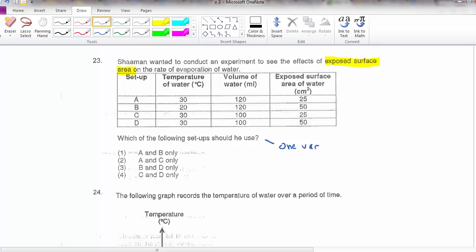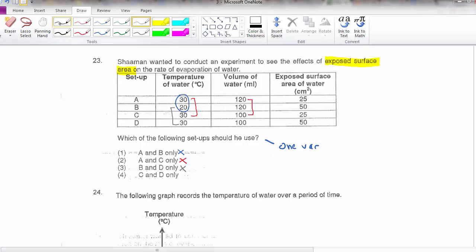A and B. Let's look at A and B. Temperature of water 20, 30, and 20. The temperature is different, so this is not a fair test. Number 2, A and C. A and C is 30, 30, okay, same. 120, 100. So my initial volume of water is different, so this is not fair already. Let's look at B and D. Temperature of water is 20 and 30. So again, my initial temperature is different, so this is wrong already.